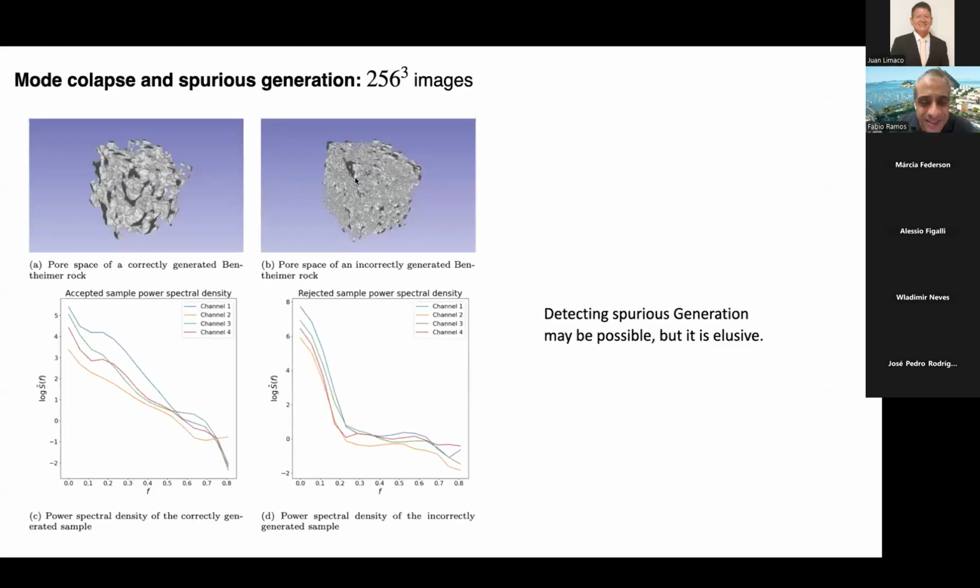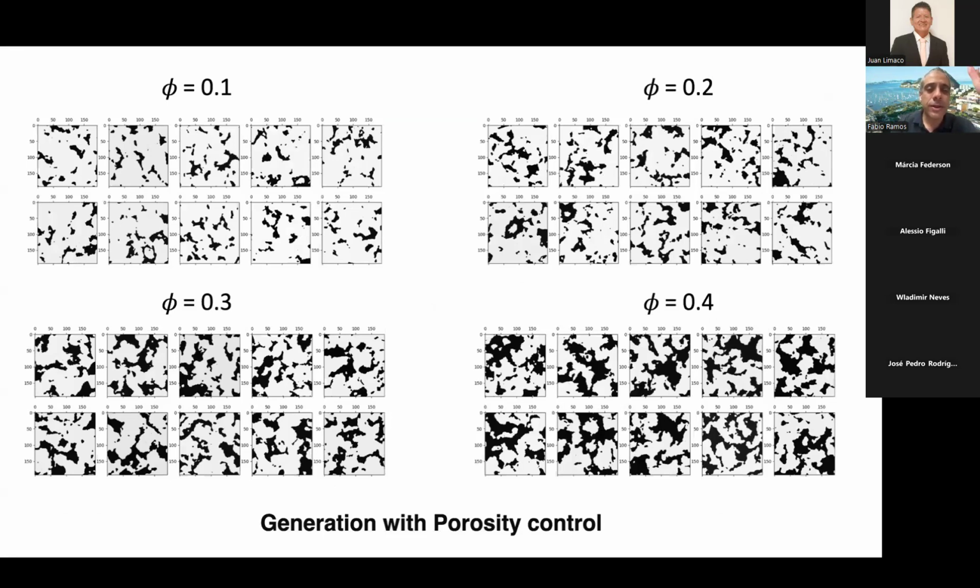So we see that we're generating bad rocks. So what we do, we control the latent diffusion generation. That's another aspect of diffusion. It's very easy to generate with control. I can say, well, condition on the porosity value, generate lots of guys with 0.3, 0.4, 0.2. So I can generate with control.